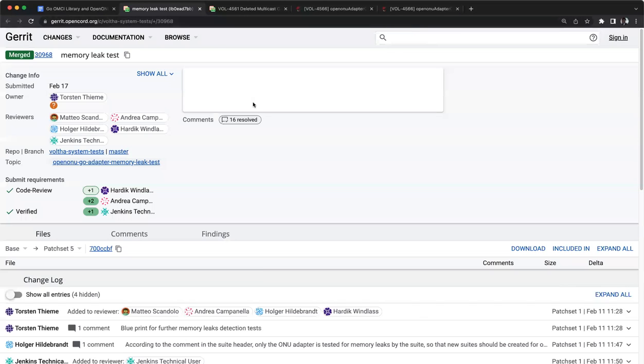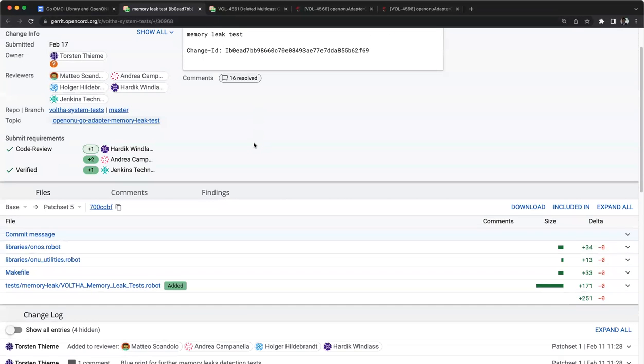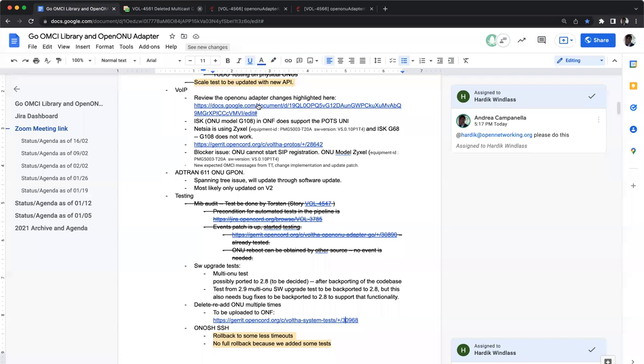This patch here is merged, but we did not yet make a job for it. So this is the multi-ONU delete add test. It's there, it's ready. We just have not included it into our CI management jobs. That's going to be done, but as soon as we do it, it will most likely require some attention. So we are postponing this.